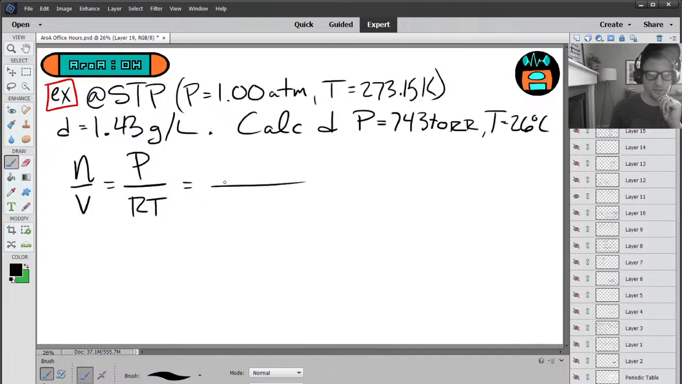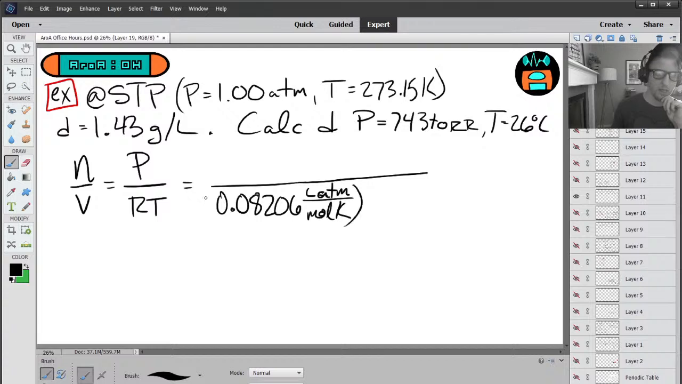We have our value for R, which is 0.08206 liter atmospheres over mole Kelvin. Our problem shows up because our pressure here, where we're supposed to calculate our density, is in torr. Torr doesn't cancel with atmospheres, and Kelvin doesn't cancel with degrees C. So we have to do a couple unit conversions.